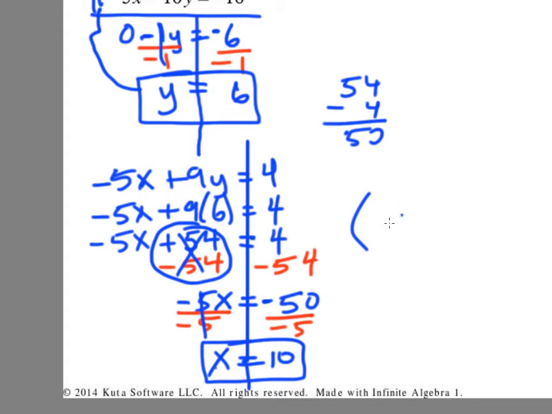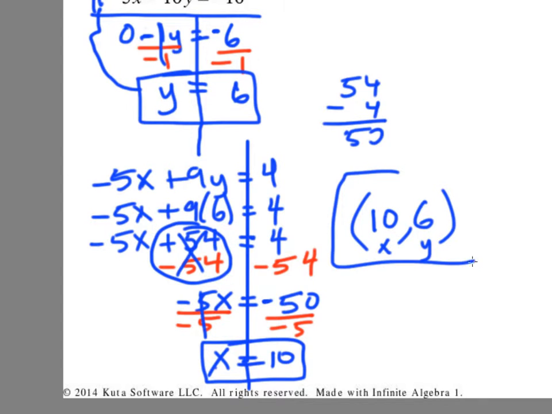So our solution, which ones work for both? X is going to be 10, write the x first as always, and y is going to be 6. X is 10, y is 6, and there is our answer.